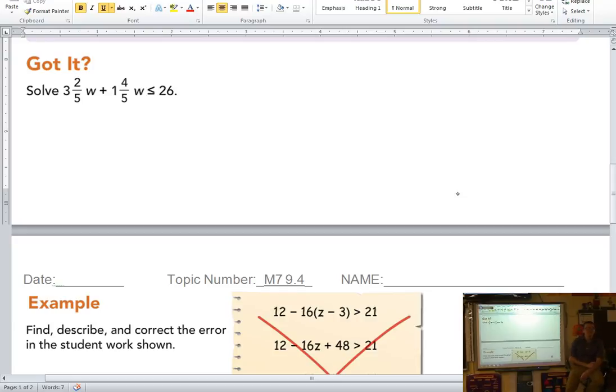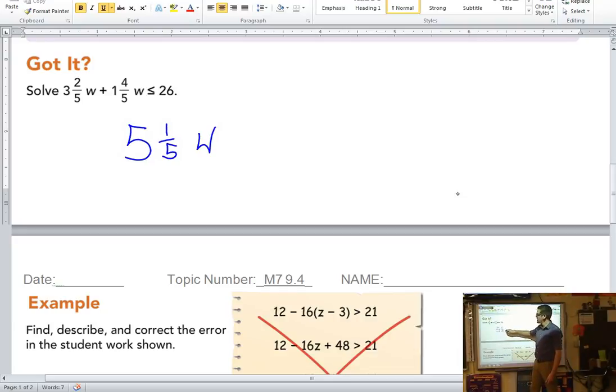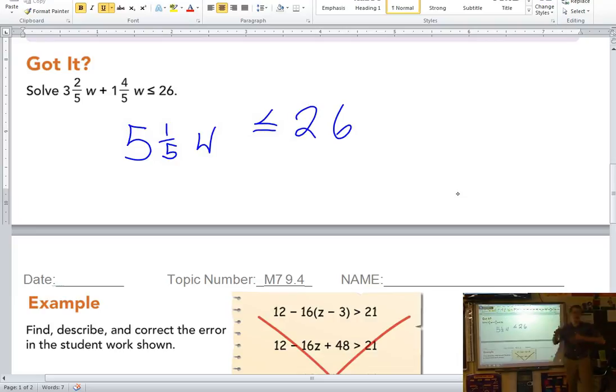What did you do first? I added the 3 into the 1 and 4. Yeah, we got to combine our like terms, right? So when we add our W like terms, what'd you get? 5 and 1/5 W is less than or equal to 26. Now at this point, there's some options of what we can do. What did you do? I converted it to 5.2. Ooh, you went decimal route. So that's one option, is we can do 5.2 W is less than or equal to 26.